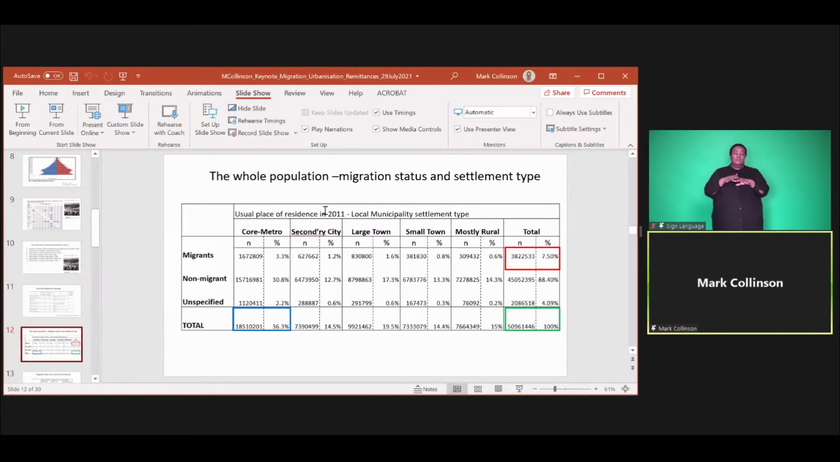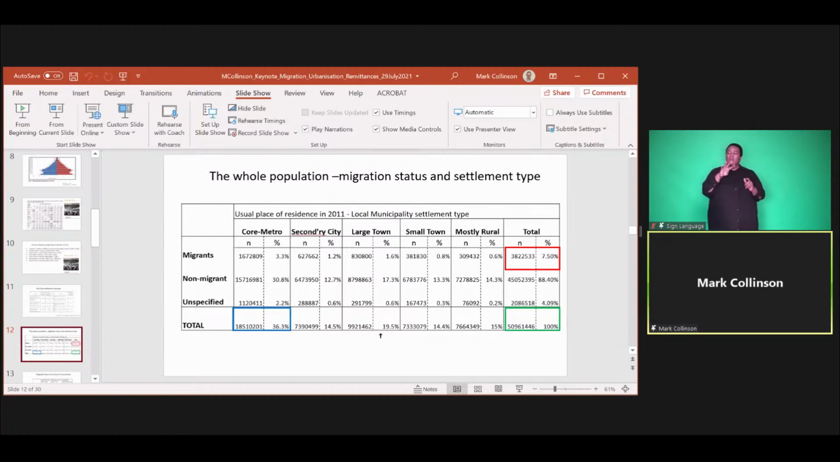The whole population, that full population pyramid that I showed you, is distributed in core metros, the same categories that I've just shown you. Here's the 5.1 million people, 100% of the South African population that night, of which 36% are in the core metro municipality, 14% in a secondary city, etc., etc.